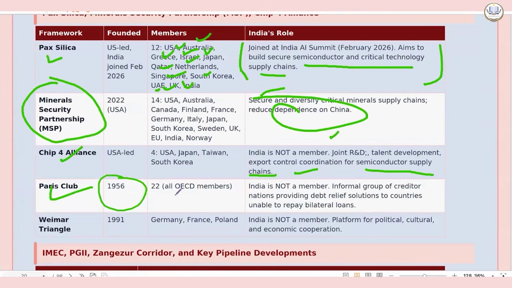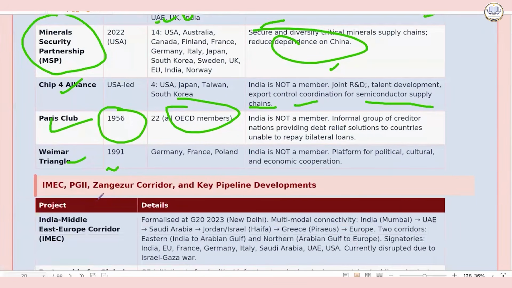Paris Club, 1956, all OECD members. India is not a member because India is not an OECD member. It is an informal group of creditor nations providing debt relief solutions to countries unable to pay bilateral loans. Then we have the Weimar Triangle, 1991, containing Germany, France, and Poland. Obviously, India is not a member. It is a platform for political, cultural, and economic cooperation.